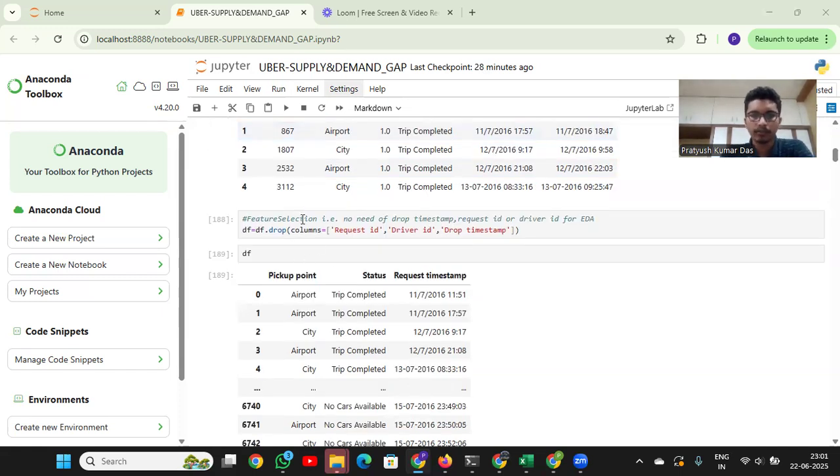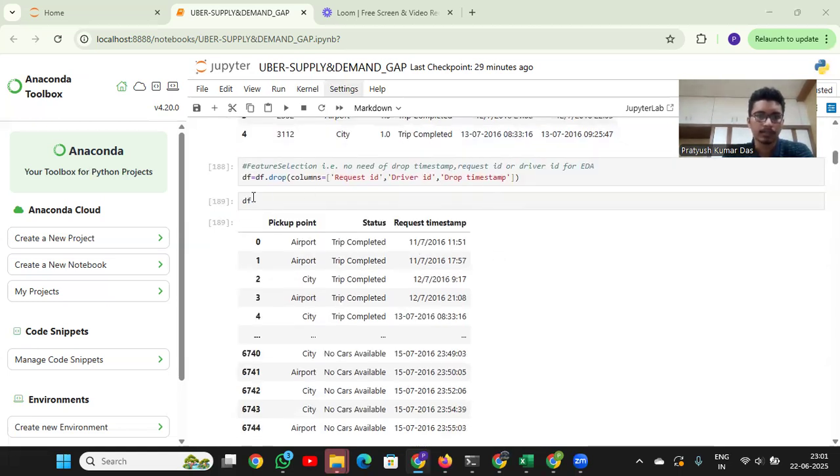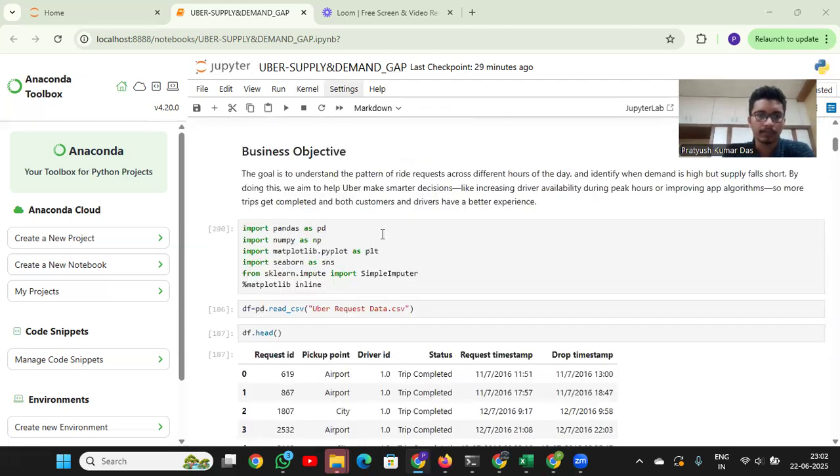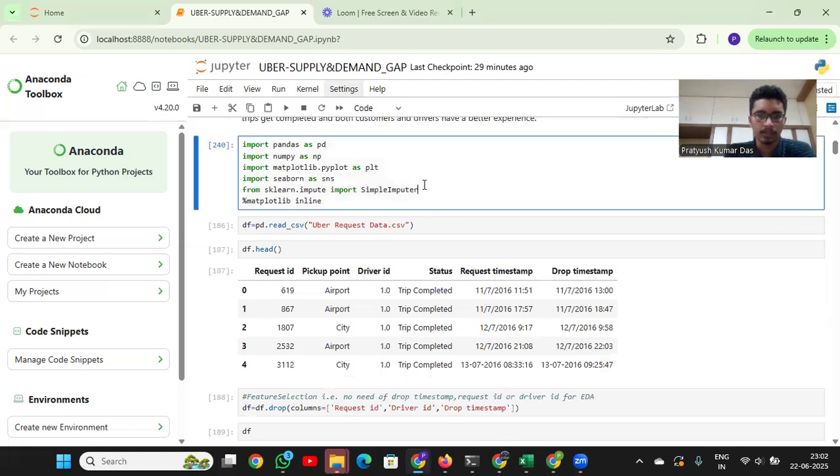Coming to feature selection, it means minimizing the features so that we can work on our data in a more comprehensive and better manner. So in the same data frame variable, we just drop the columns like request ID, driver ID, as well as the drop timestamp using this code. After doing this, we wrote df and ran this cell, and it shows the pickup point, status and request timestamp. I'm not running the code cells right now, but if I want to, I can do it right now too.